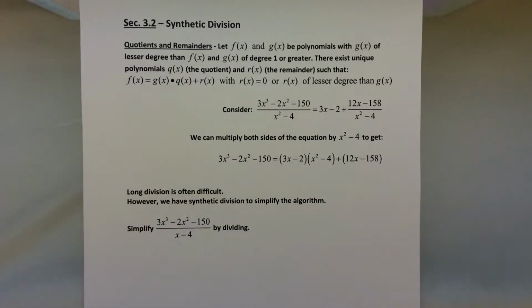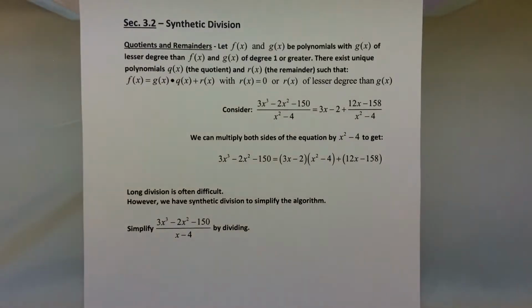Okay, so 3.2 is about the synthetic division algorithm. For polynomials, quotients and remainders: f of x and g of x are polynomials with g of x of lesser degree than f of x, with both f of x and g of x being degree 1 or greater. There exist unique polynomials q of x, the quotient, and r of x, the remainder, such that f of x equals g of x times q of x plus r of x.